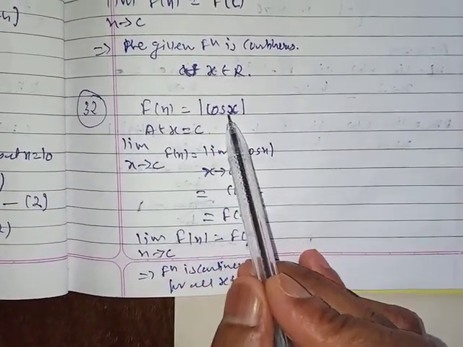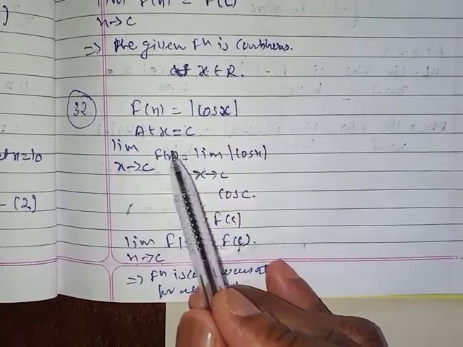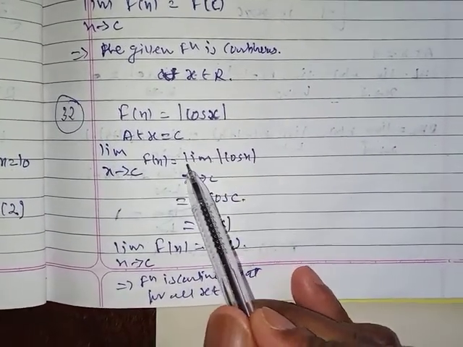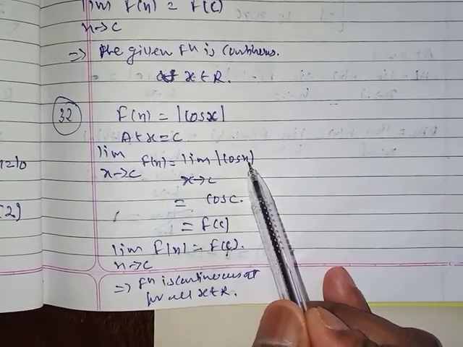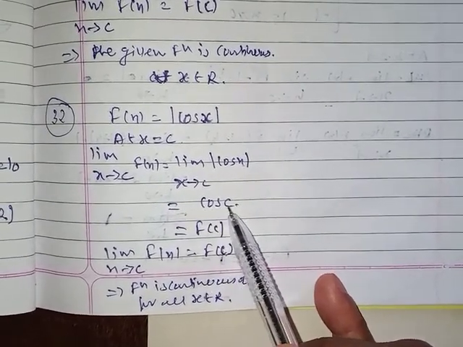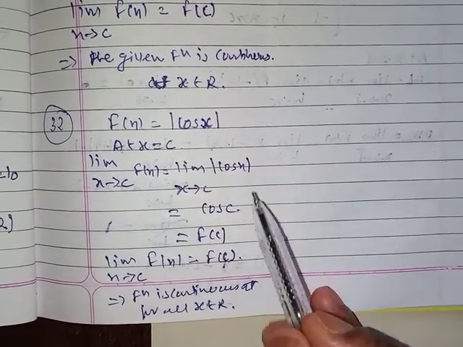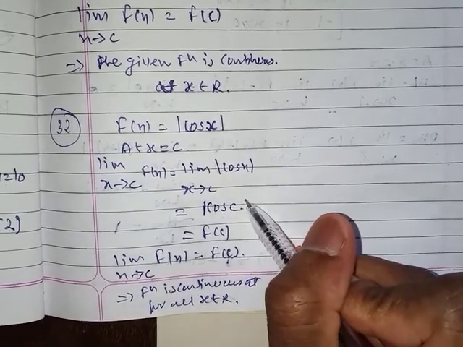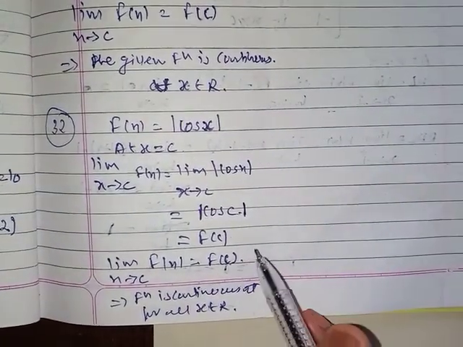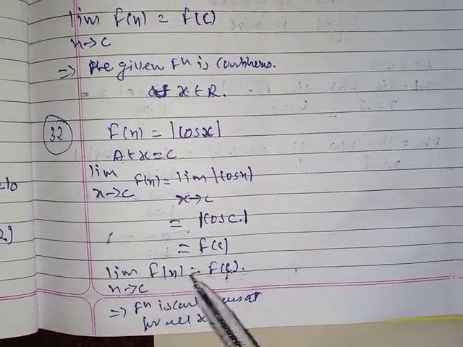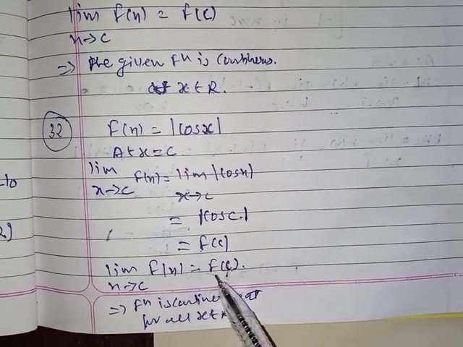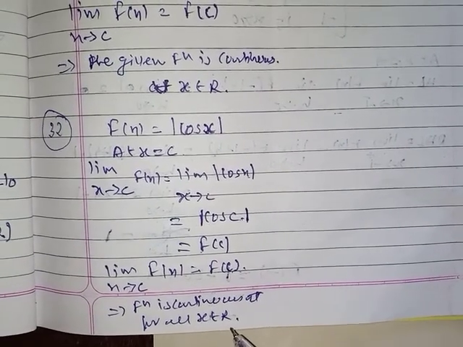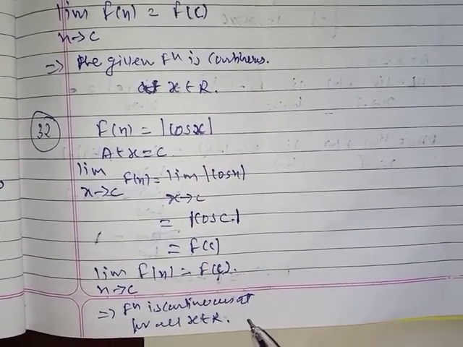The next question: f of x is equal to mod cos x. Again the first definition will be used. Limit x tends to c of f of x is equal to limit x tends to c of mod cos x. If you substitute, you will get mod cos c, which is f of c. So limit x tends to c of f of x is equal to f of c. So the function is continuous for all x belonging to R.